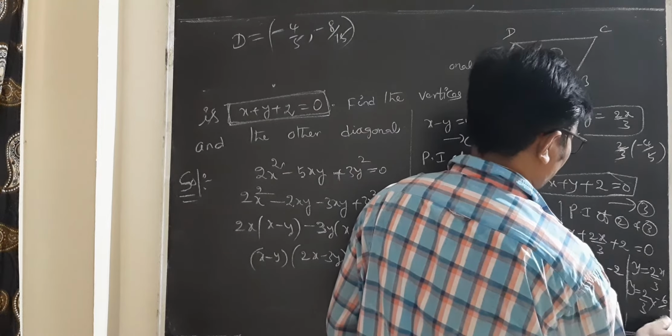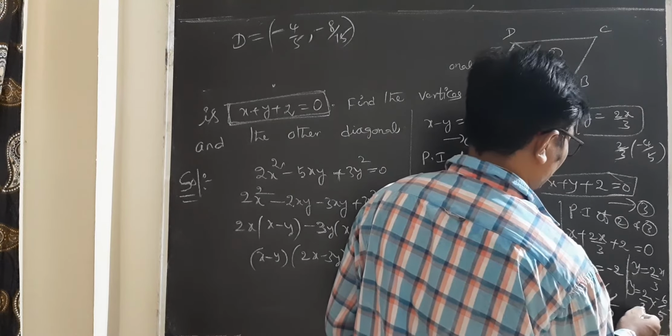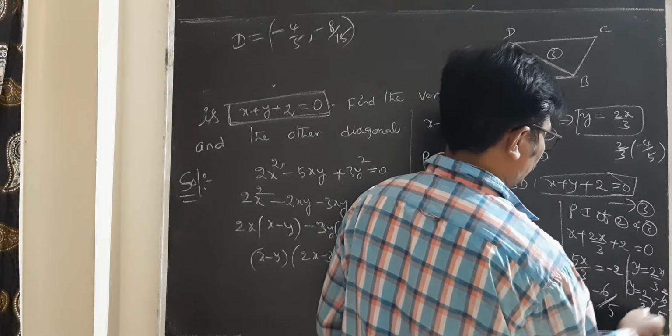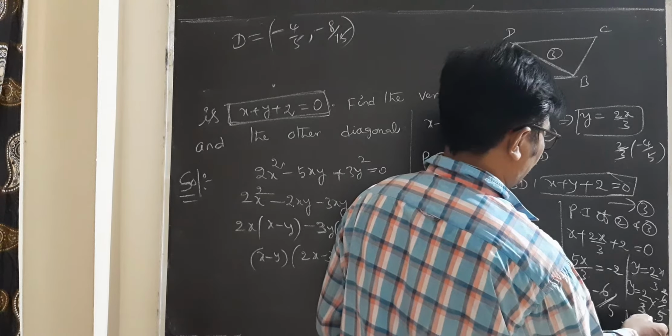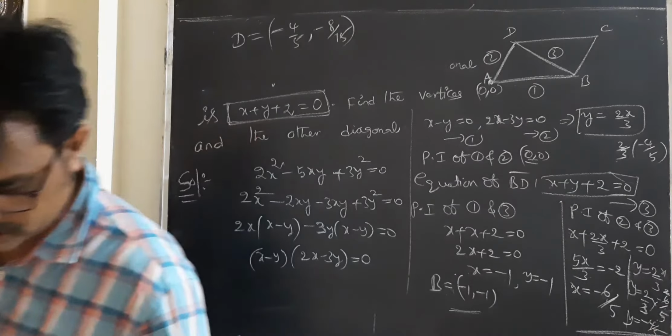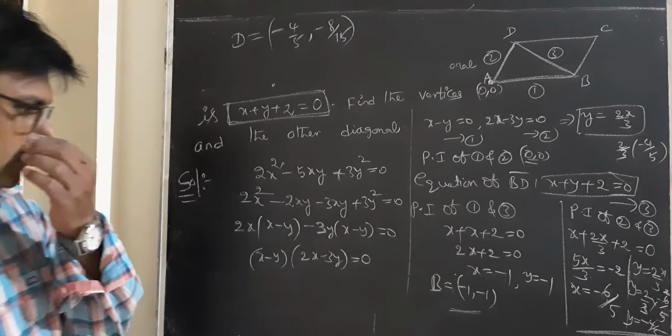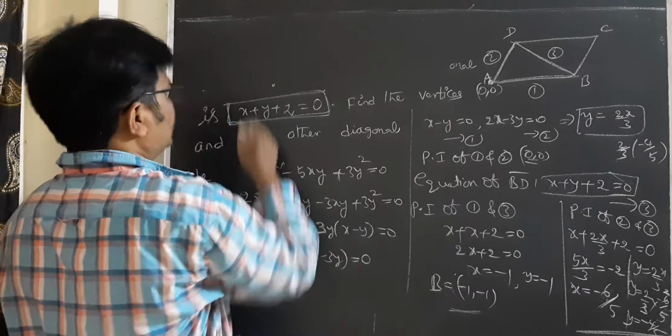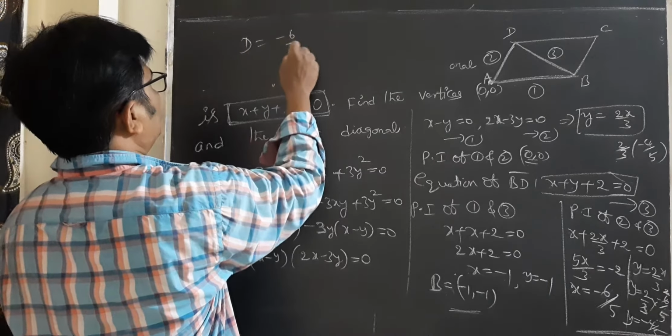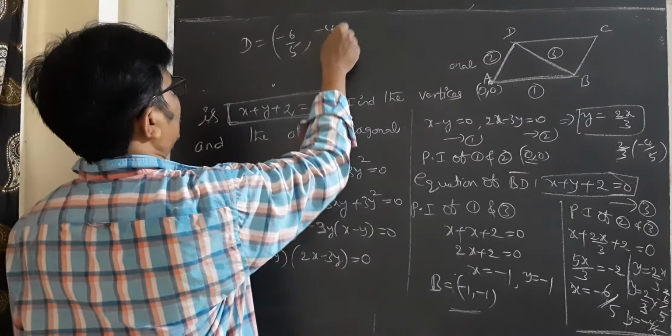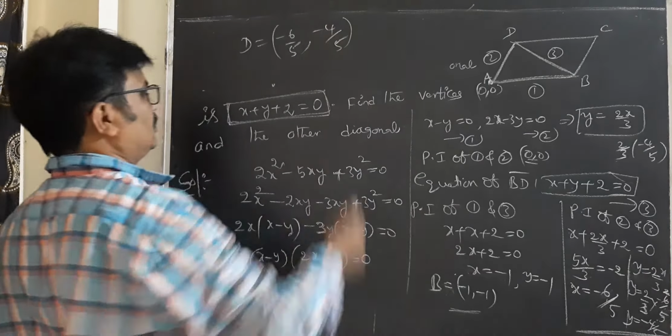Now students, minus 6 by 5. 3 1s are 3, 2s are... Now students, y is minus 4 by 5. Now students, the point D must be minus 6 by 5 and minus 4 by 5. This is the point D.